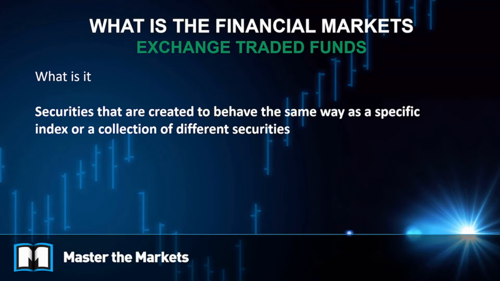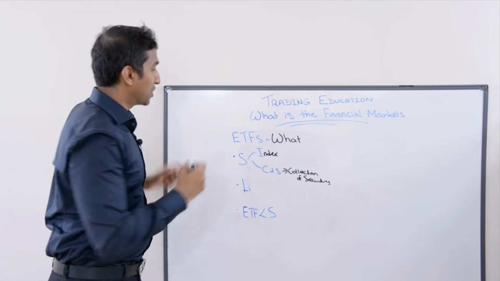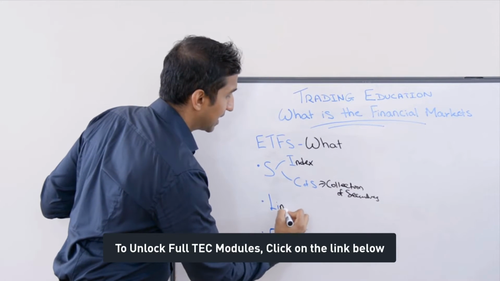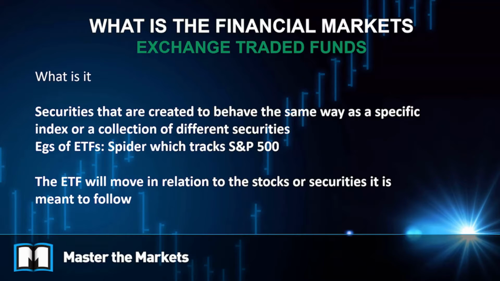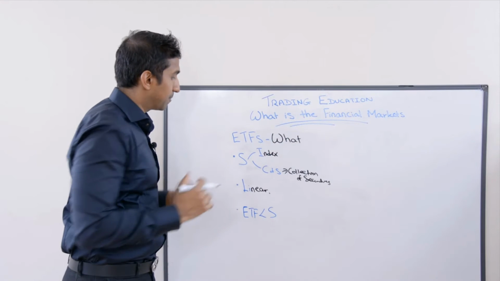Now the relationship that the exchange traded fund has to the underlying portfolio is basically a linear relationship. So most of the time, exchange traded funds will move in almost a linear way in relation to the stocks or securities that they are meant to follow or are linked to.